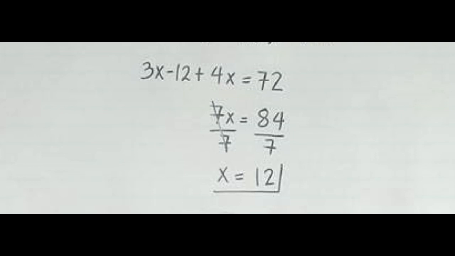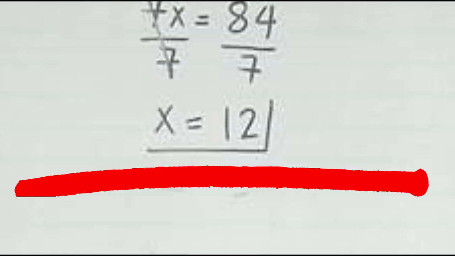Combine like terms, 3x plus 4x is equal to 7x. Transpose negative 12, you will get 72 plus 12 is equal to 84. Now you have 7x is equal to 84. Divide both sides by 7, you will get x is equal to 12.